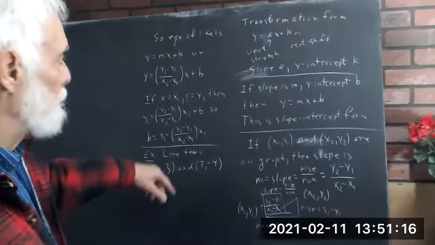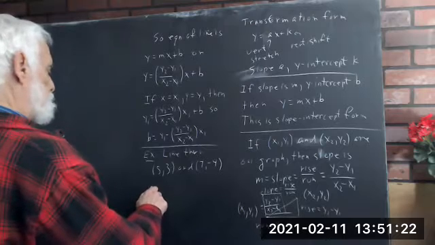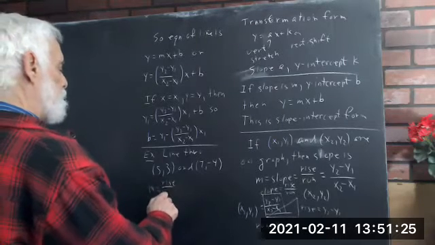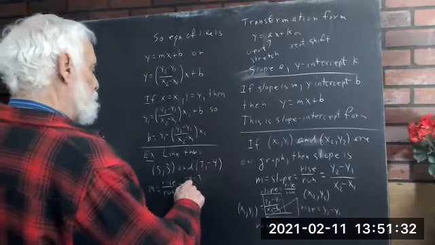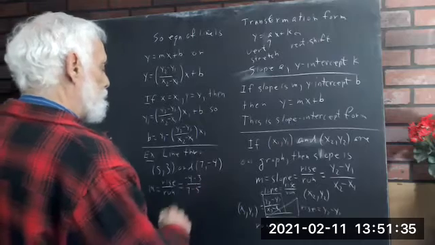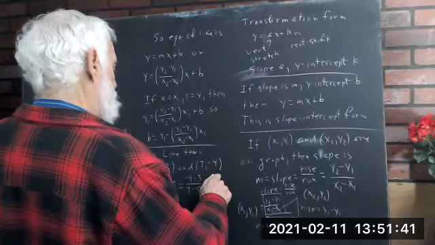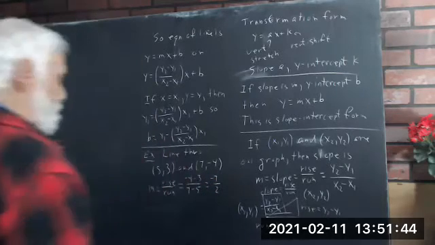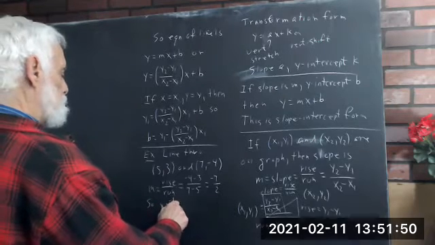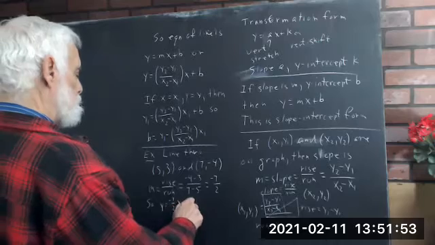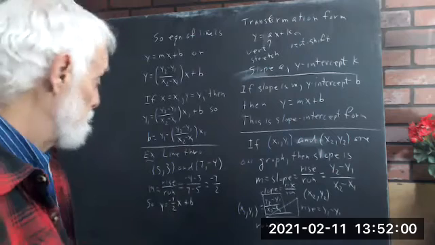If we want to get a line through the point (5, 3) and the point (7, -4), your slope m is rise over run, which is (-4 minus 3) over (7 minus 5), which is -7/2. So y equals -7/2 x plus b.